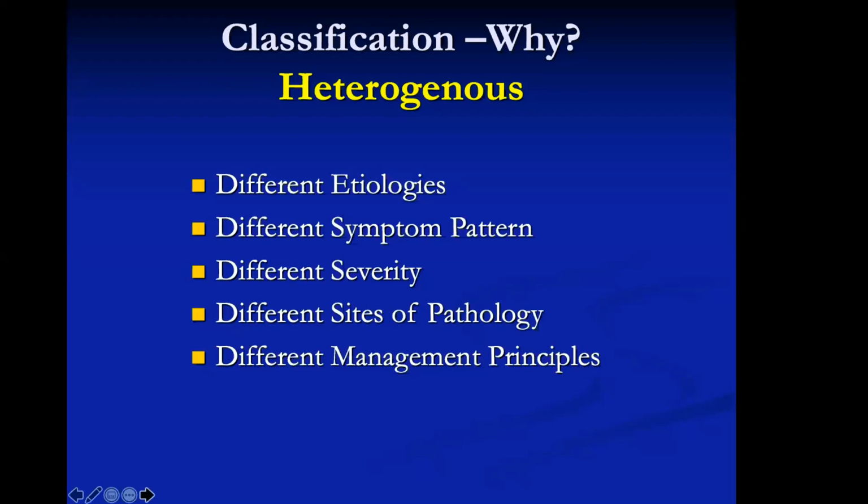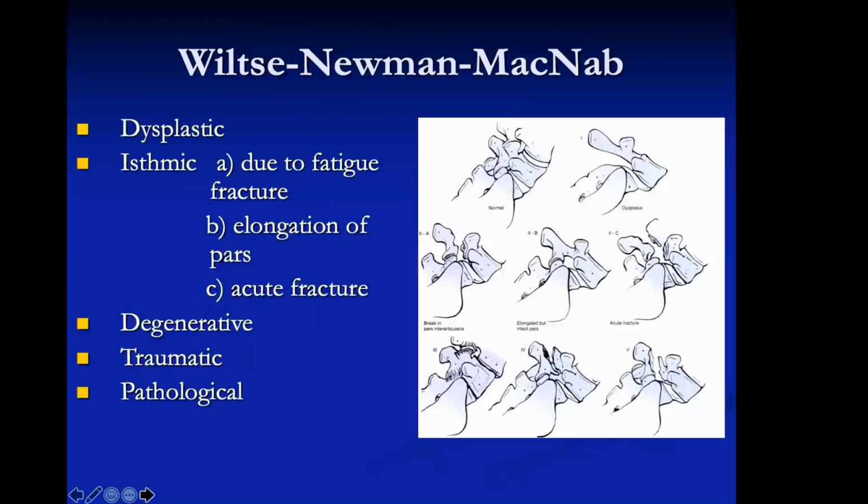So it is a heterogeneous entity needing various forms of treatment. That is the reason we need a classification. Okay, so this is a good classification. It was devised by these three gentlemen. They were one of the pioneers of the society called the International Society for the Study of Lumbar Spine, ISSLS. So they formed this particular classification.